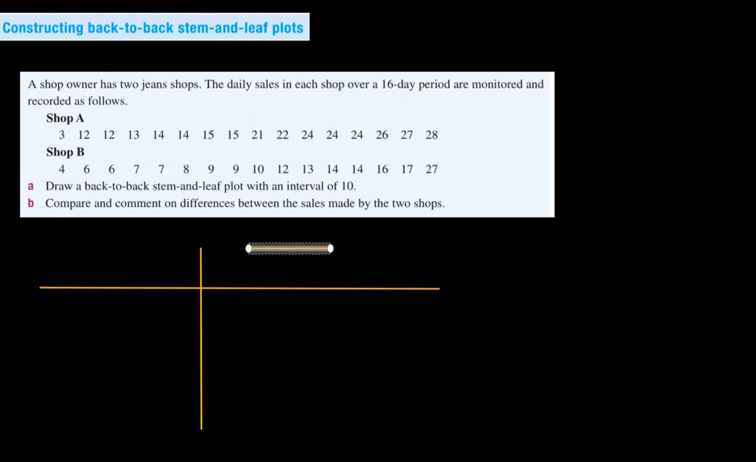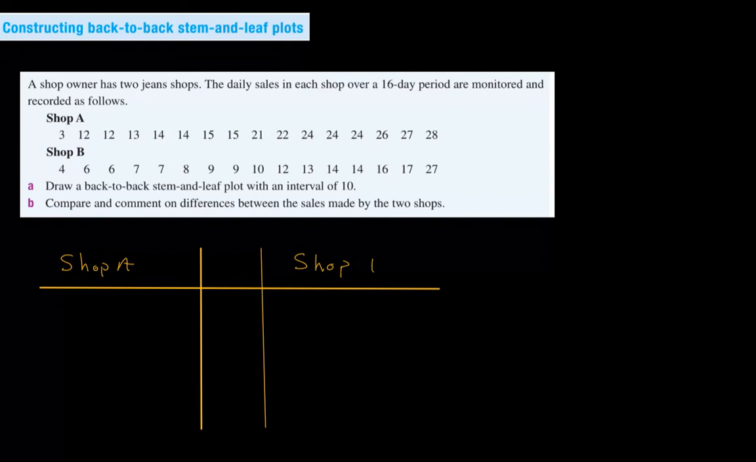Okay, so you can pause the video and have a go at this yourself and then check the answer. Okay, let's go for shop A. Shop B. And we're told to draw a back-to-back stem and leaf plot with an interval of 10.